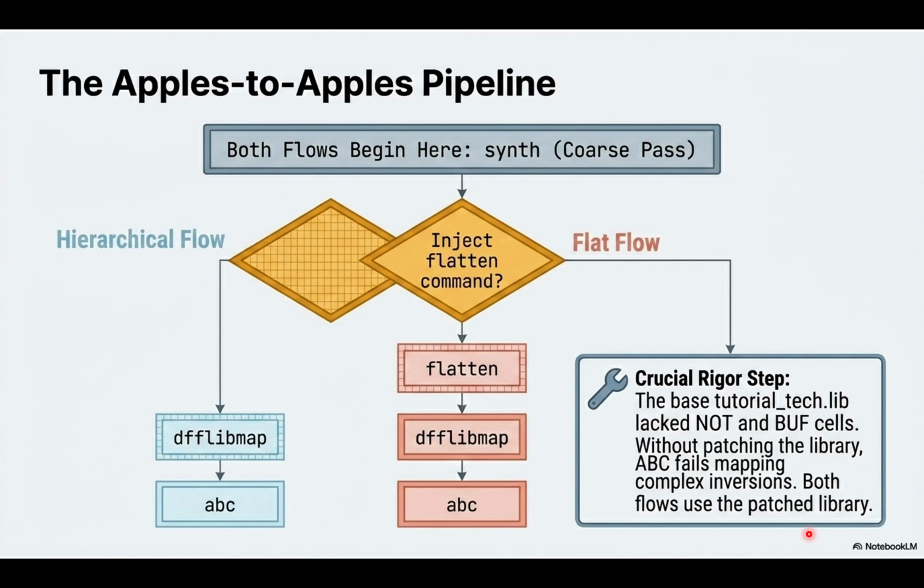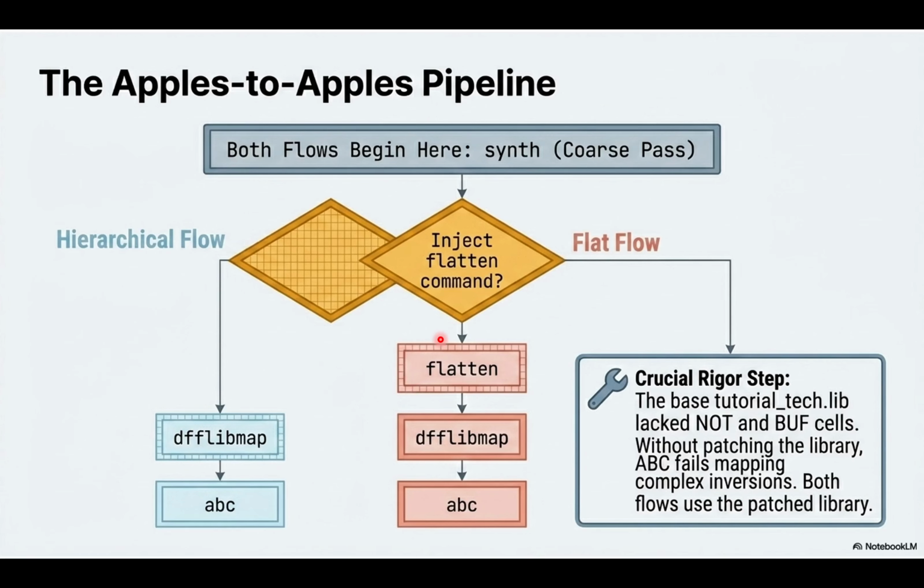The researcher actually had to explicitly patch that library file manually to include the NOT and BUF cells before the experiment could even begin. Which sounds tedious. Very. Now, real-world commercial process design kits wouldn't have this specific omission, but in this tutorial library, it was a hard blocker. But once that duct tape was applied and the library was patched, the stage was set. We have our complex 4D sphere generator, and we're ready to find out what happens when we unleash the ABC tool on the Flatten design.